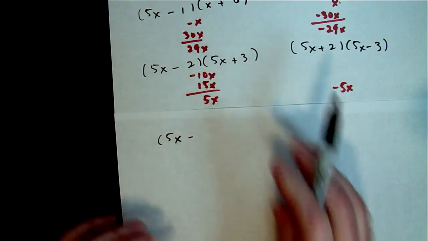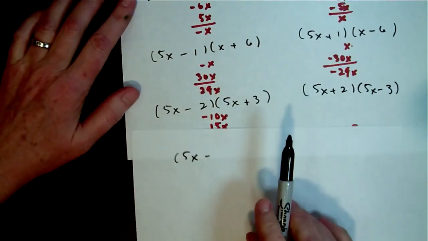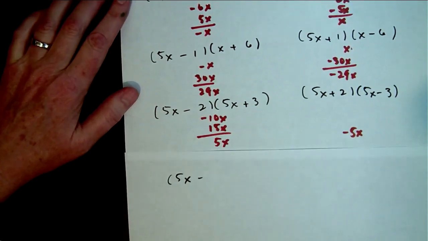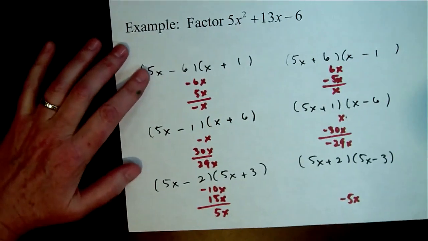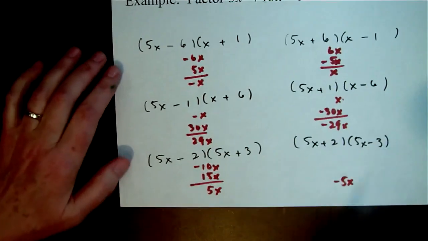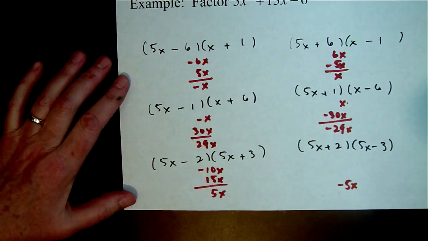Okay, let's see. So we've tried, what have we tried so far? I've got 6 and 1, 1 and 6. Oh, and I see I made a mistake here. Let's go back and fix the mistake. Hopefully you guys spotted it. This is the perils of multitasking. I'm trying to talk to you at the same time I'm writing and thinking math.